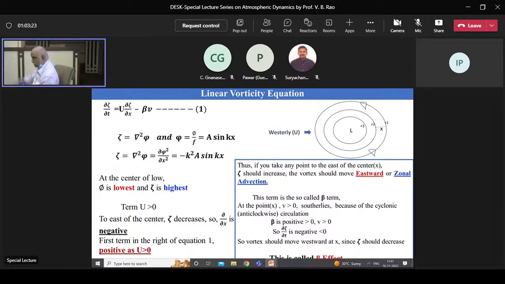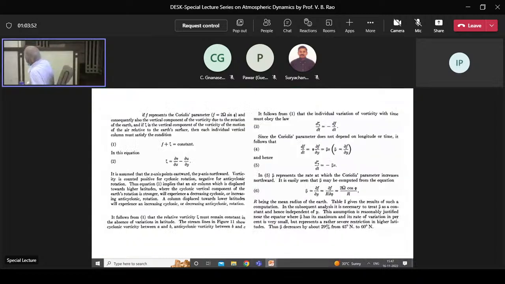Rossby number, you all know, is U by f0 L. It is 1 by 10, typically. That means that compared to the time derivative, dζ/dt minus fv, if you divide, that will be the order. Again, as in the case of Lorenz's deterministic non-periodic flow, its purpose is to discover nature.